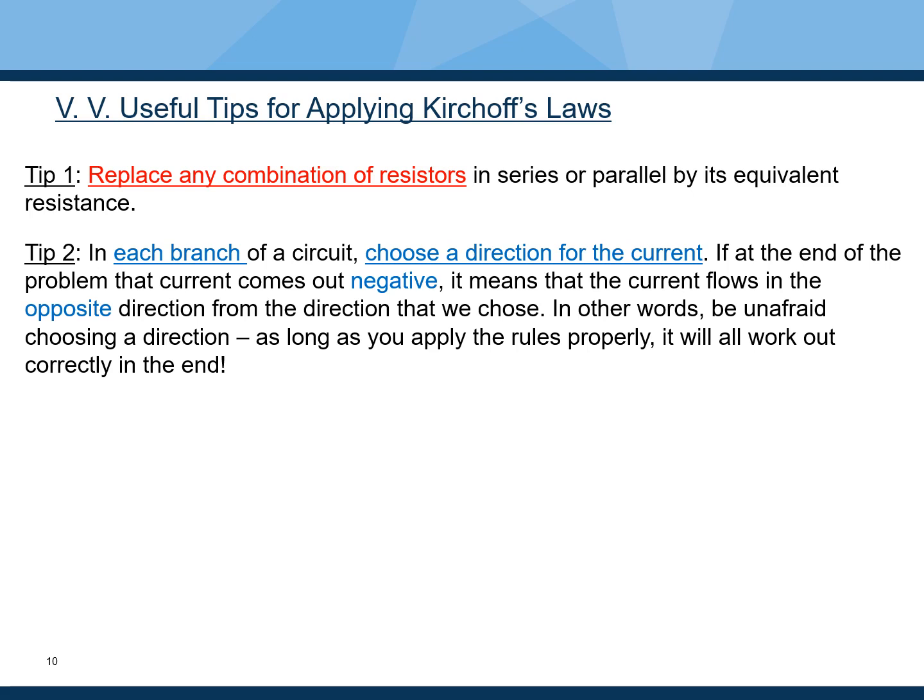Then, in each branch of a circuit, choose a direction for the current flow. Okay? At the end of the problem, if that number for the current flow in that circuit turns out to be negative, it means that you don't panic. It means that you just agree that in that case, the current flows in the opposite direction from the direction that you chose. Okay? In other words, do not be afraid of choosing a direction for the current flow. As long as you apply the math and as long as you apply the rules correctly, everything will come out well in the end. Okay, so with this idea, we go through the first 2 tips.